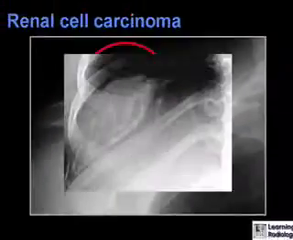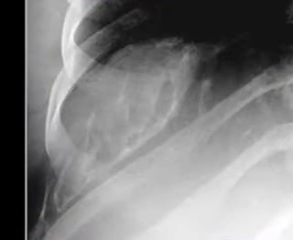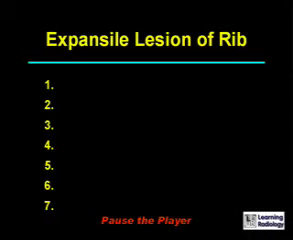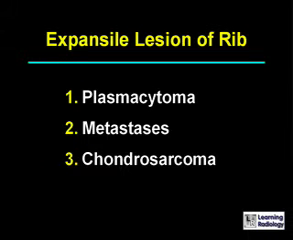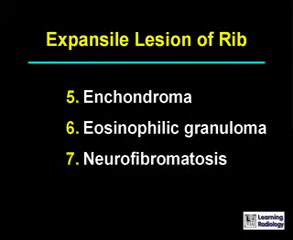Here's the next differential diagnosis. Pause the player. The differential diagnosis is for an expansile lesion of the ribs. There are 7 major causes. Pause the player. The causes of an expansile lesion of rib include plasmacytoma, metastases, chondrosarcoma, fibrous dysplasia, enchondroma, eosinophilic granuloma, and rarely neurofibromatosis.